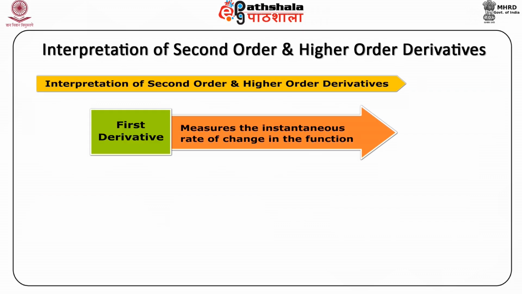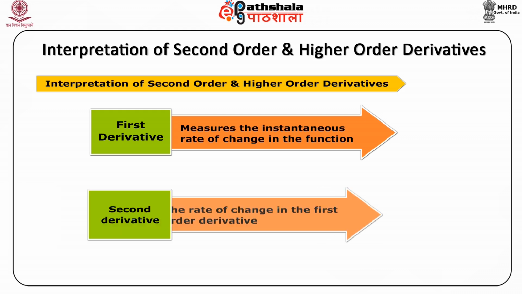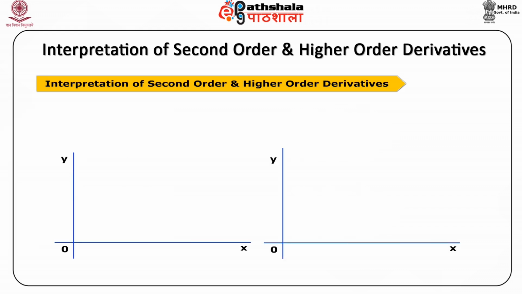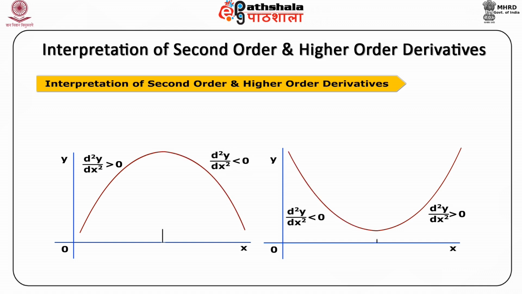The first derivative function measures the instantaneous rate of change in the function. The second derivative gives the rate of change in the first order derivative. Thus, if the second order derivative is greater than 0, the slope of the curve is increasing, and if it is less than 0, the slope of the curve is decreasing as we pass through the concerned point. The sign of the second derivative is related to the curvature of the function.